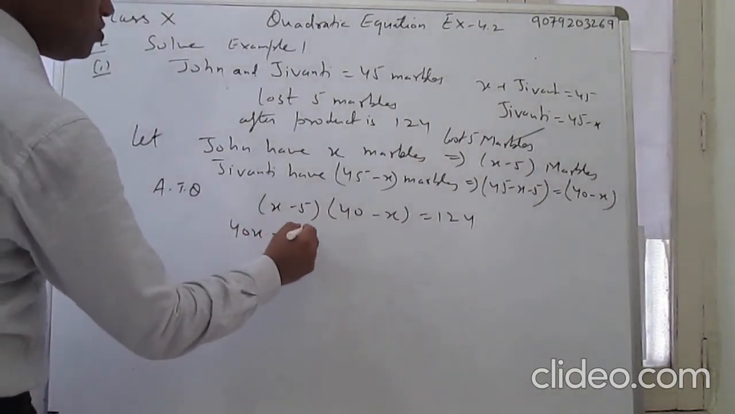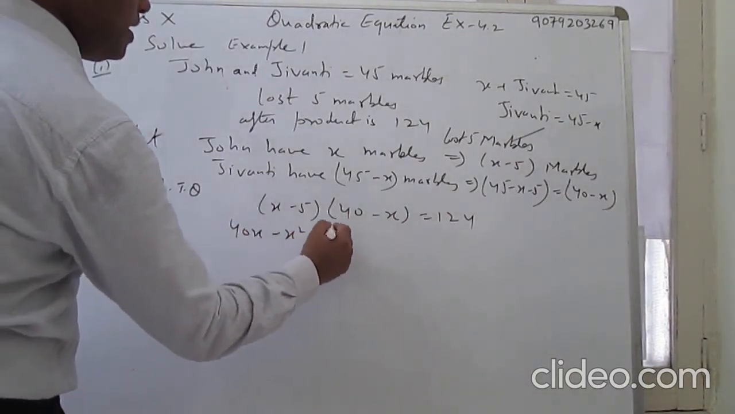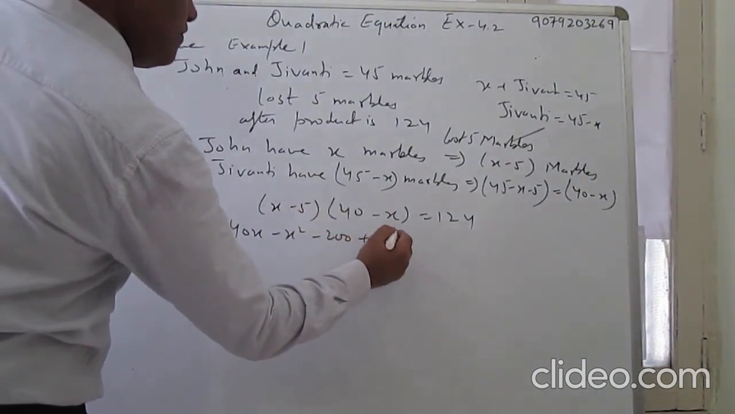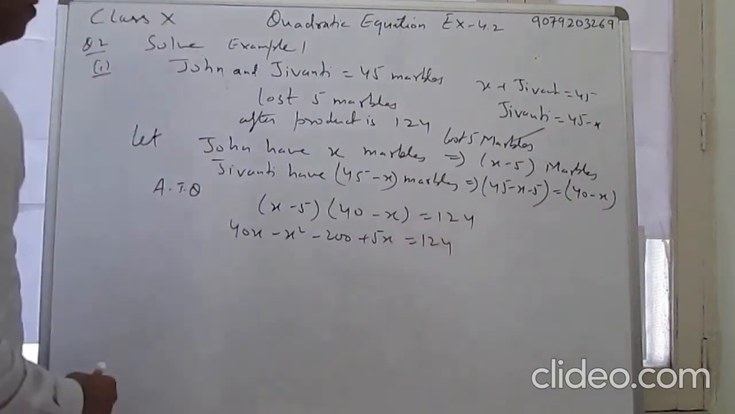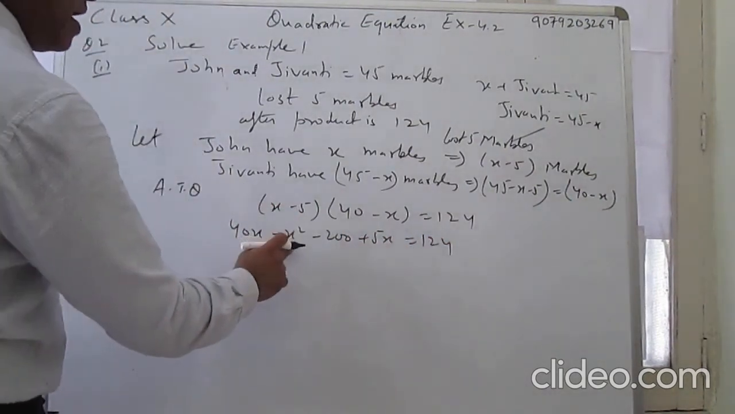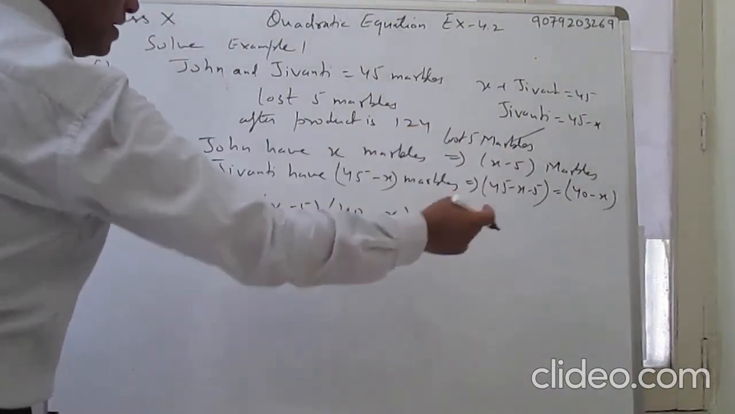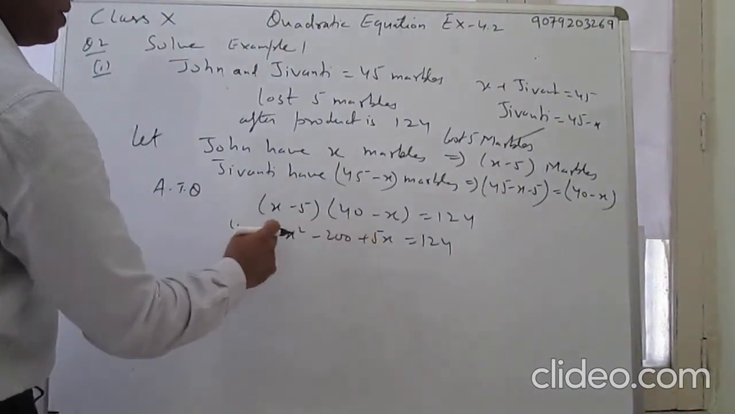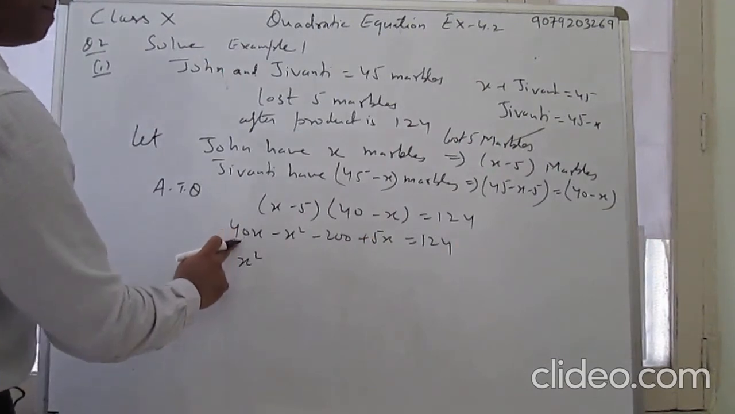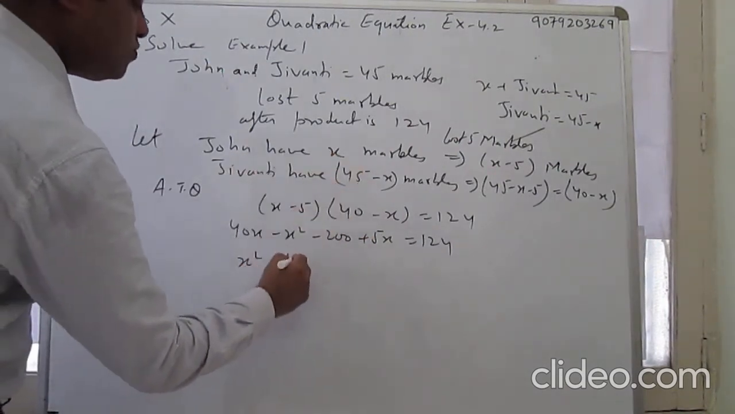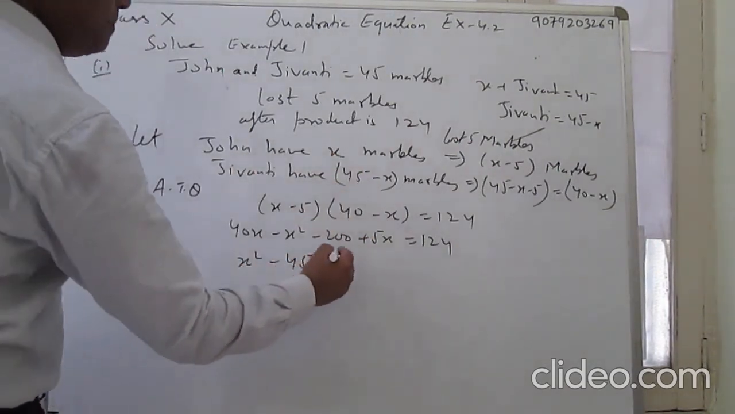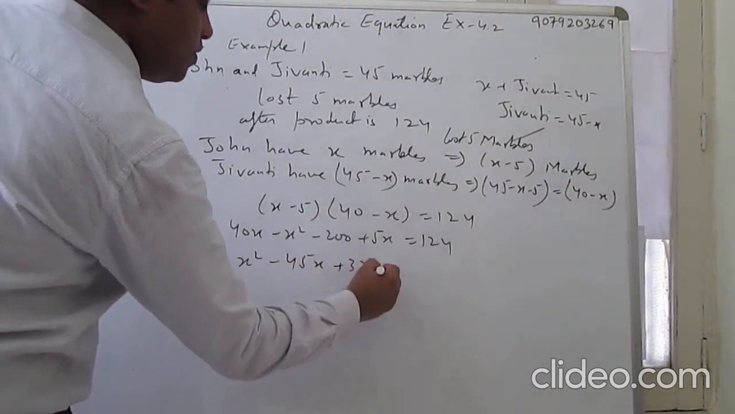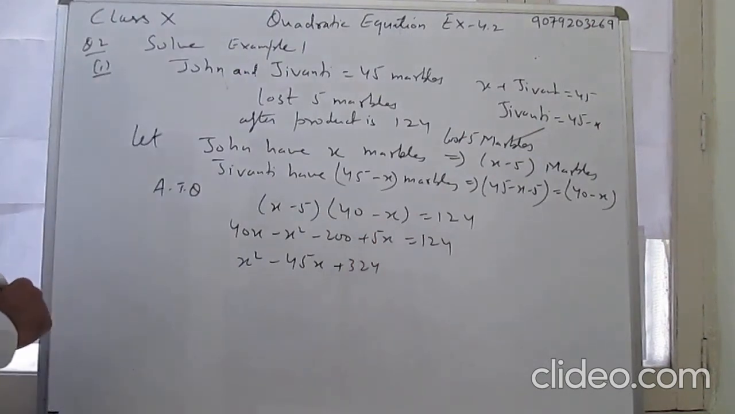40x minus x square minus 200 plus 5x is equal to 124. Now take everything to the right-hand side; x square goes over as positive. Now 40 and this 5, plus, when it goes to the other side, becomes minus 45x and plus 324. 200 plus this 124 is 324.